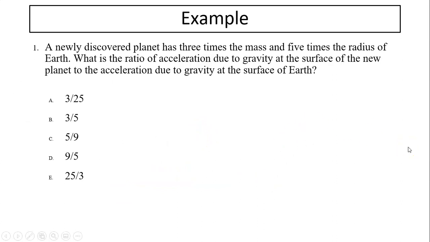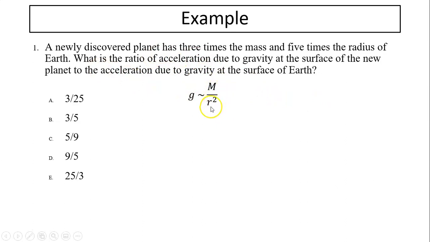A newly discovered planet has 3 times the mass and 5 times the radius of Earth. What is the ratio of the acceleration due to gravity at the surface of the new planet to the acceleration due to gravity on the surface of the Earth? We know g is proportional to m over r squared. So m is 3 times and r is 5 times.